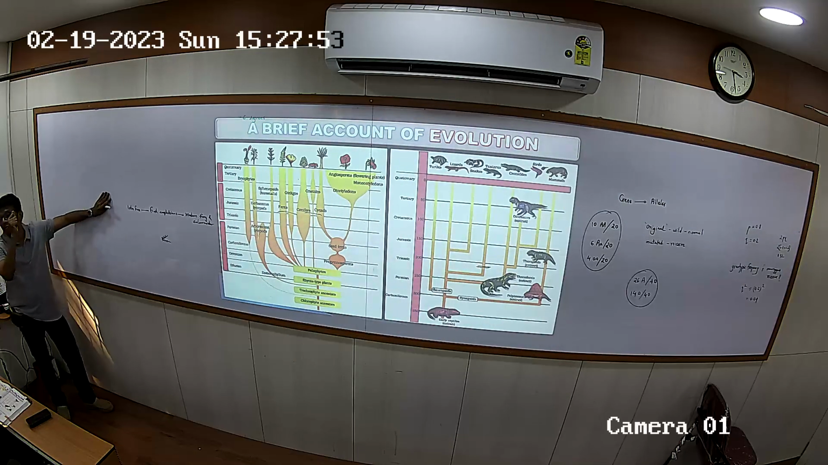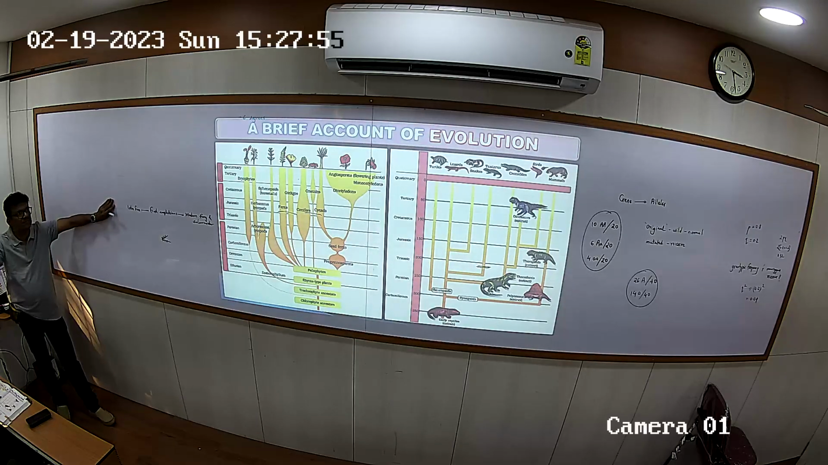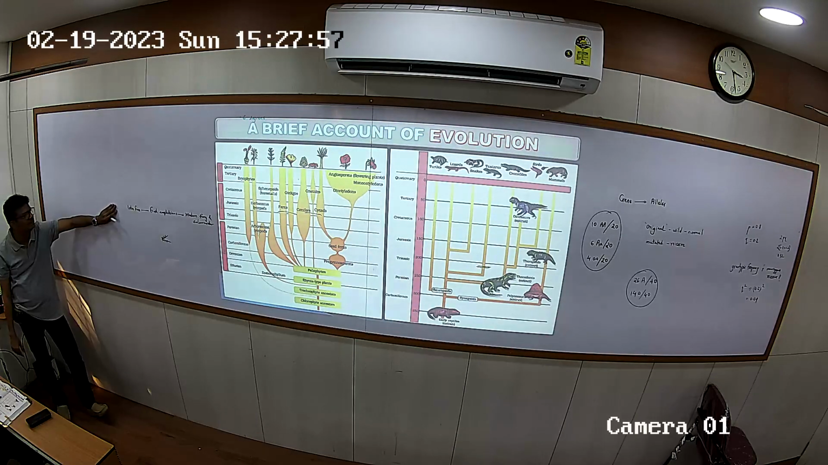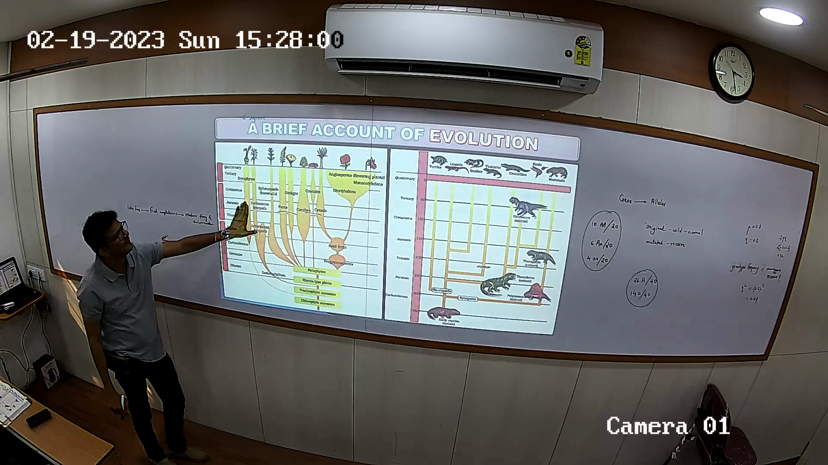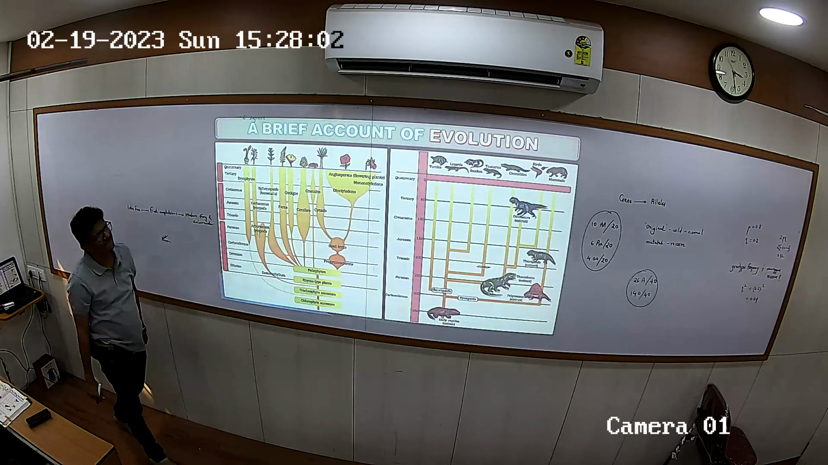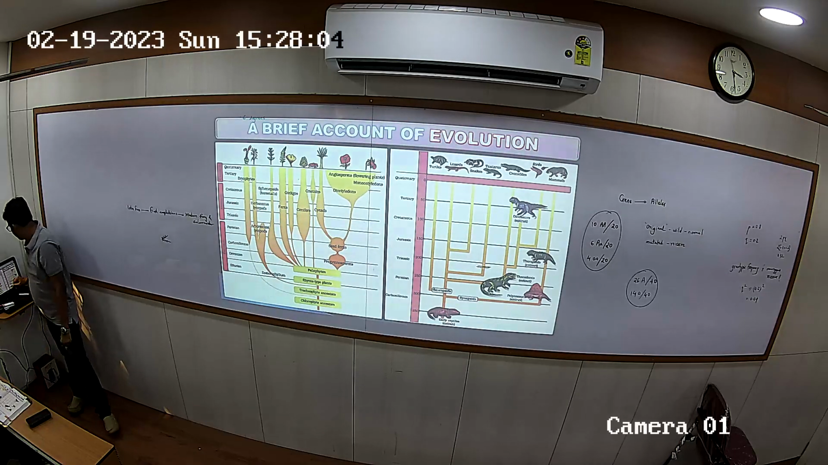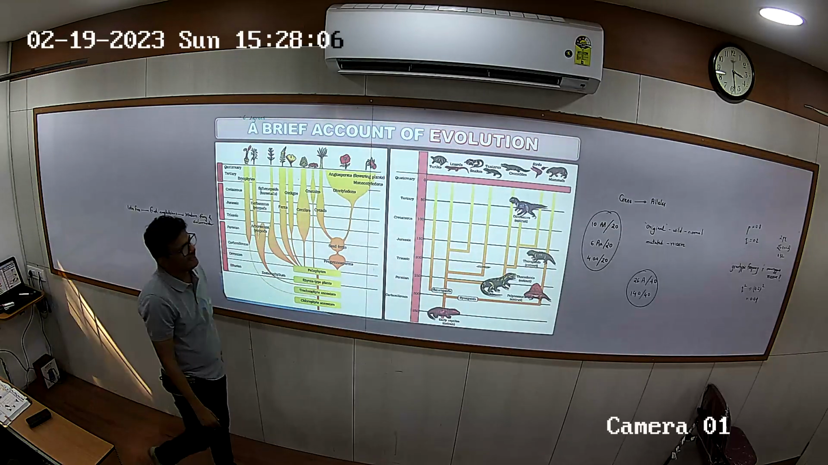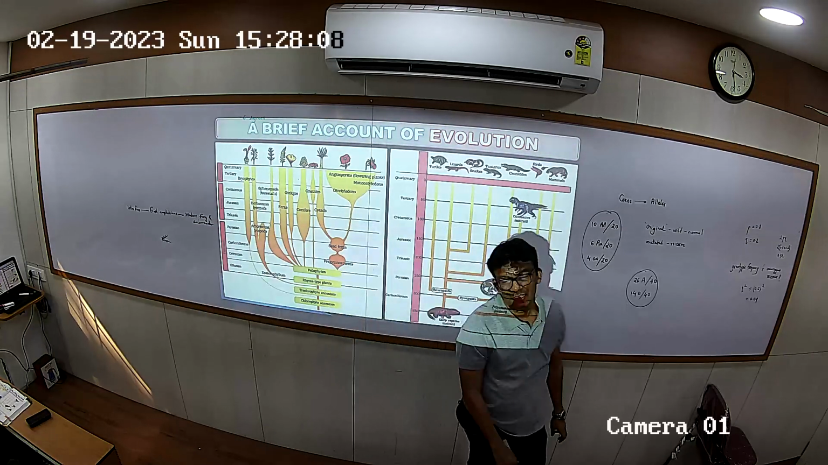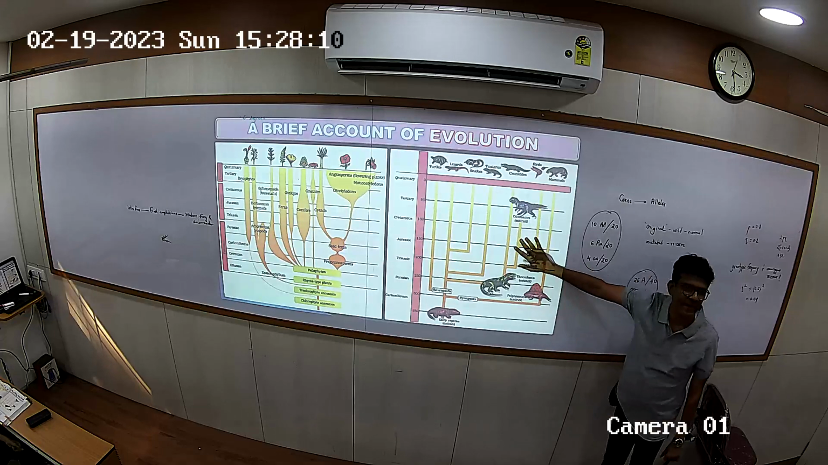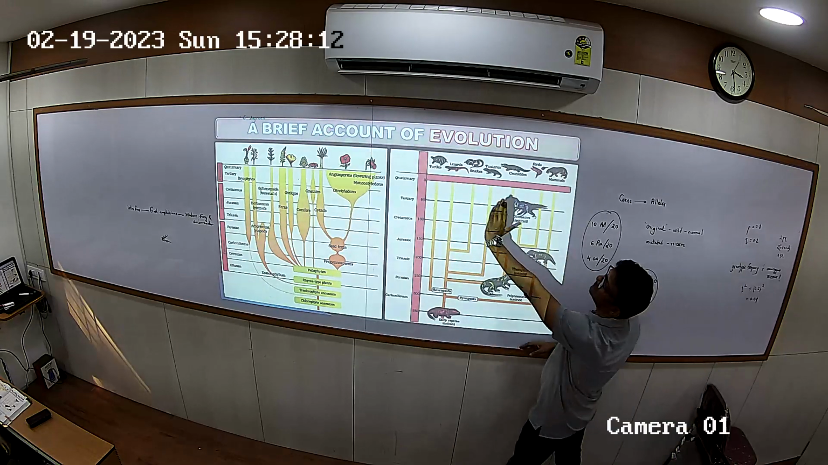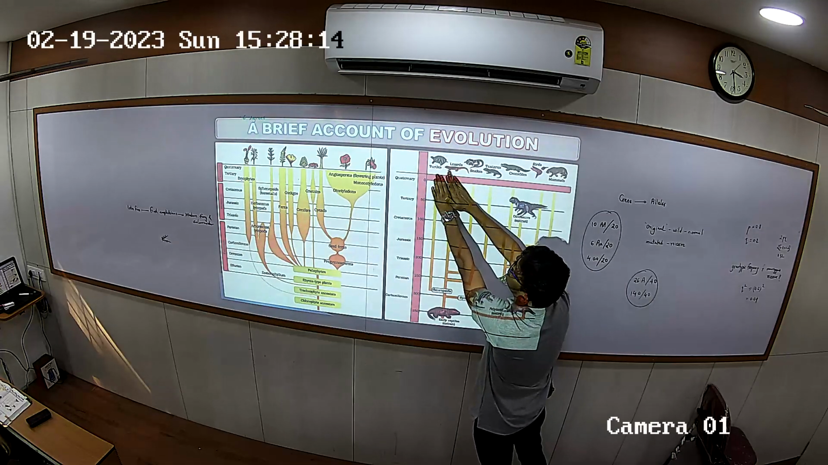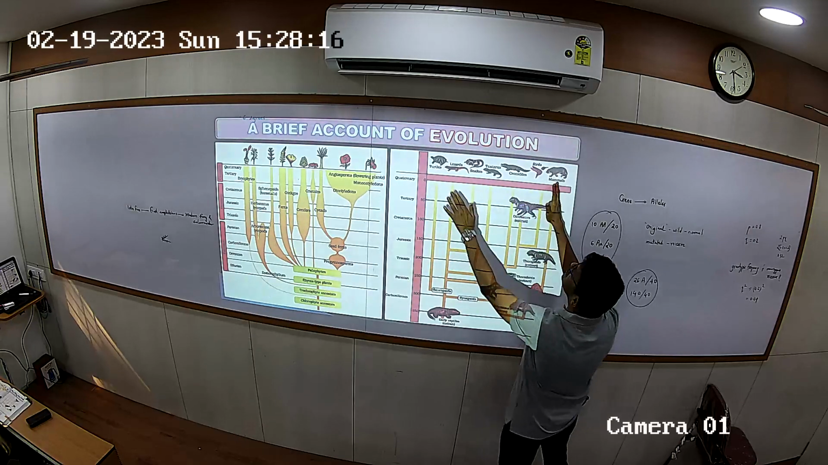Yeah, these two diagrams I was talking about, they are there in the book. Just keep the books open and have a look. This is relatively easier to understand. Always think that on the left you have primitive and on the right you have advanced creatures.